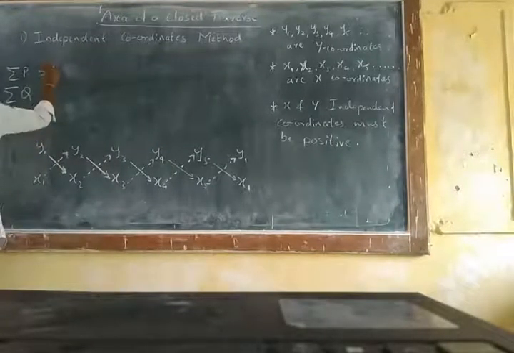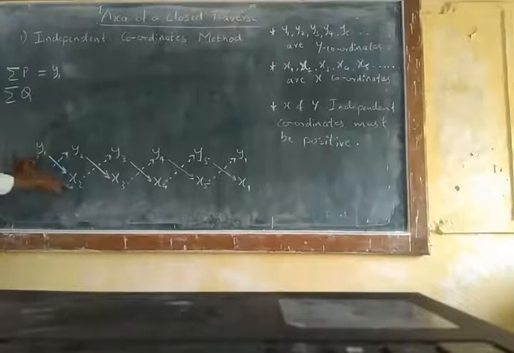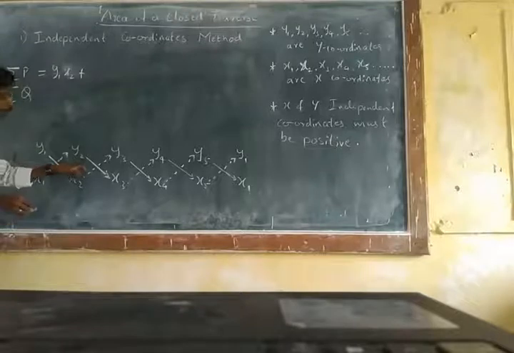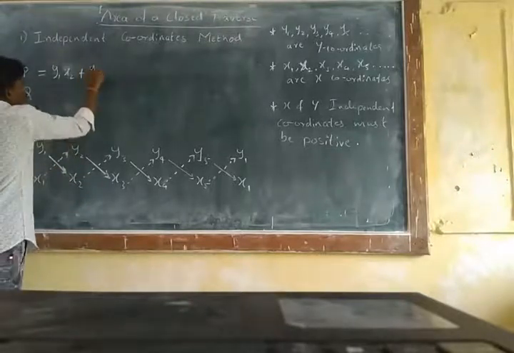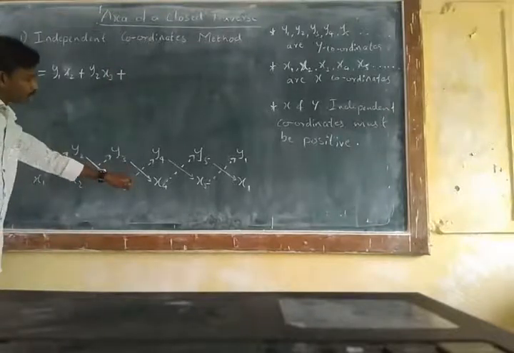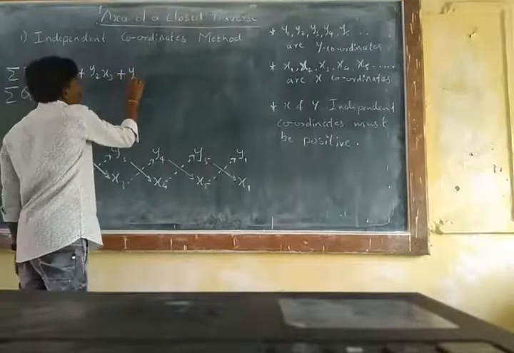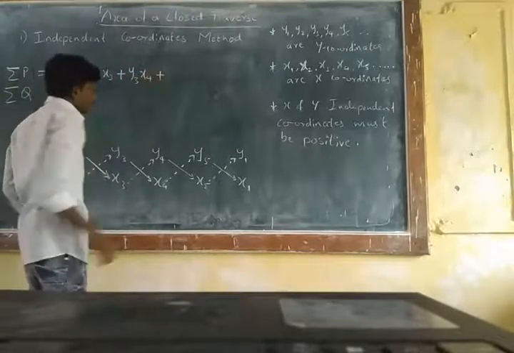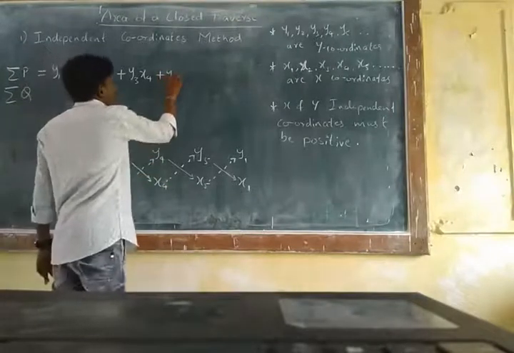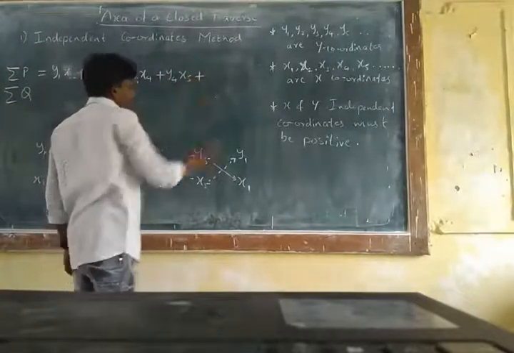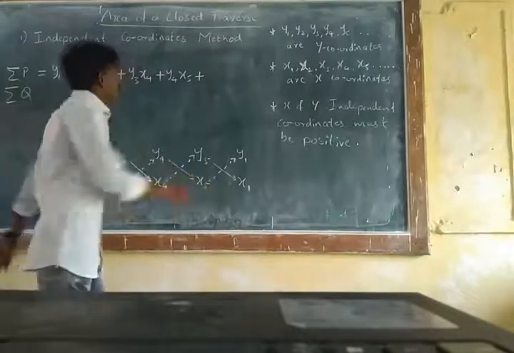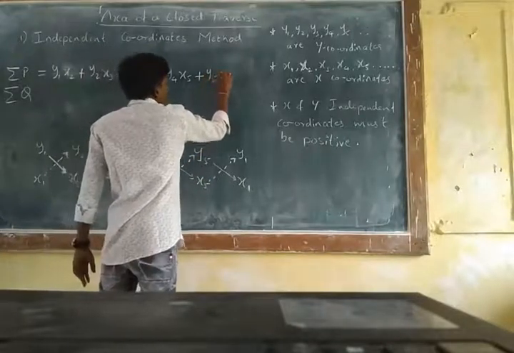So here, same way, y1 multiplied by x2 plus, now y2, the arrow is going towards x3. So y2 multiplied by x3 plus, now y3, the arrow is going from y3 to x4. So write y3 multiplied by x4, then plus, now y4, the arrow is going from y4 to x5. Y4 multiplied by x5, and then plus, now y5, the arrow from y5 is going towards x1. So write y5 multiplied by x1.